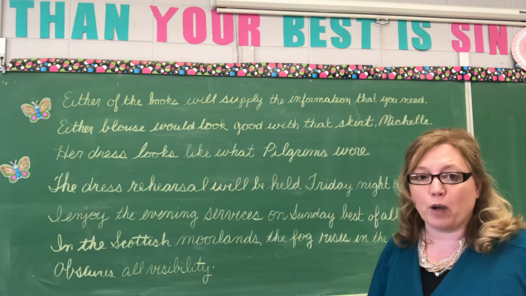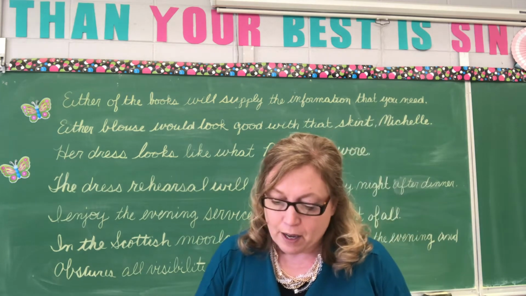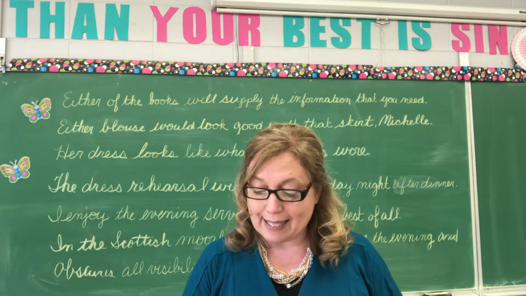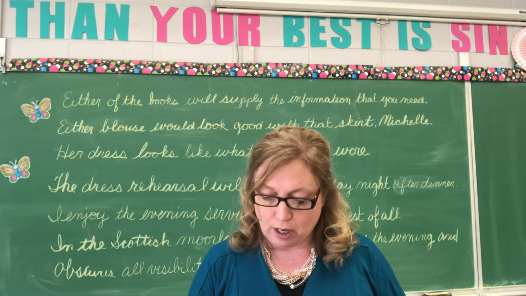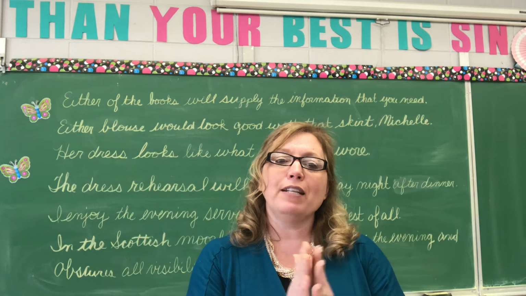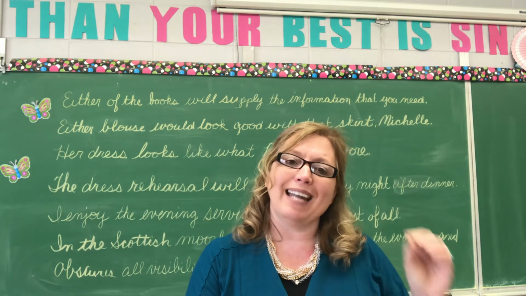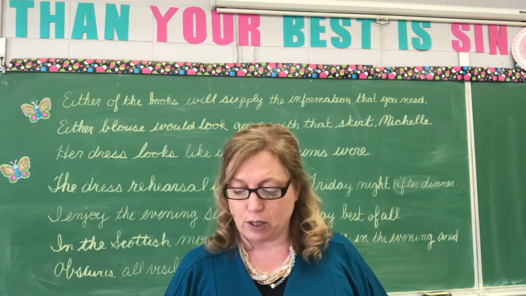I've written on the board what you have in your book, okay? We're looking at exercise B. Identify the italicized word as a noun, a pronoun, or an adjective. Now remember, if it's a noun, it's a person, place, thing, or idea. If it's an adjective, it has to have a noun after it, okay?